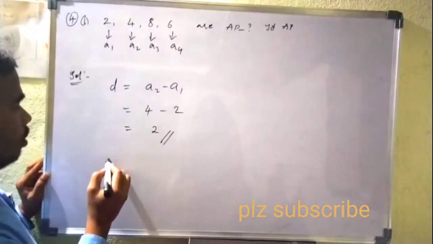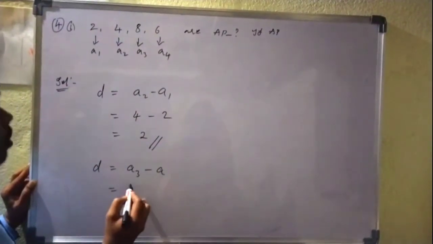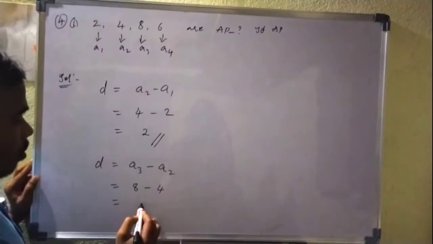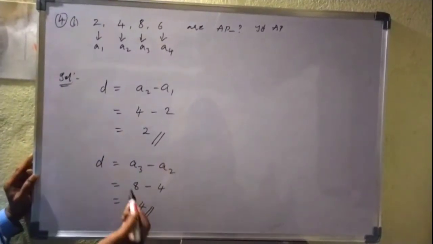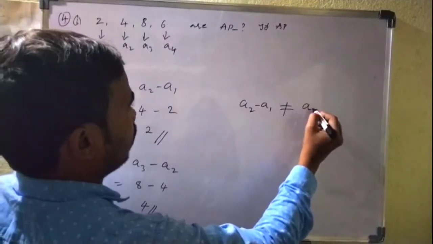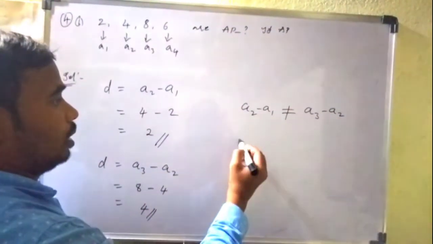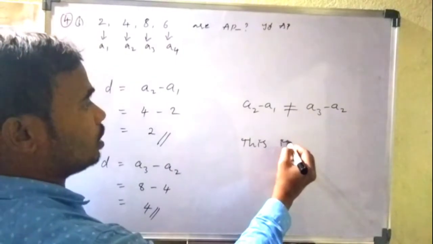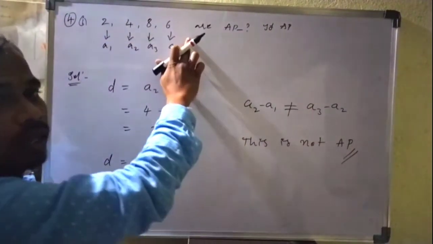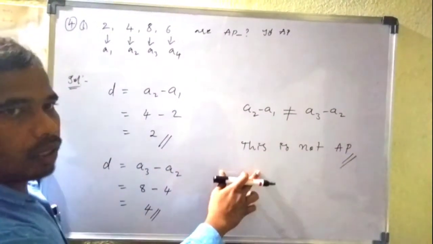So here is 2, and one more common difference you can find: a3 minus a2. a3 is 8, minus a2, which is 4. So 8 minus 4 is equal to 4. So here is 2, here is 4, a2 minus a1 is not equal to a3 minus a2. So the two common difference values are not equal, they did not come out the same, therefore this series is not an arithmetic progression. If the common difference comes out equal then it is an arithmetic progression, otherwise not an arithmetic progression.